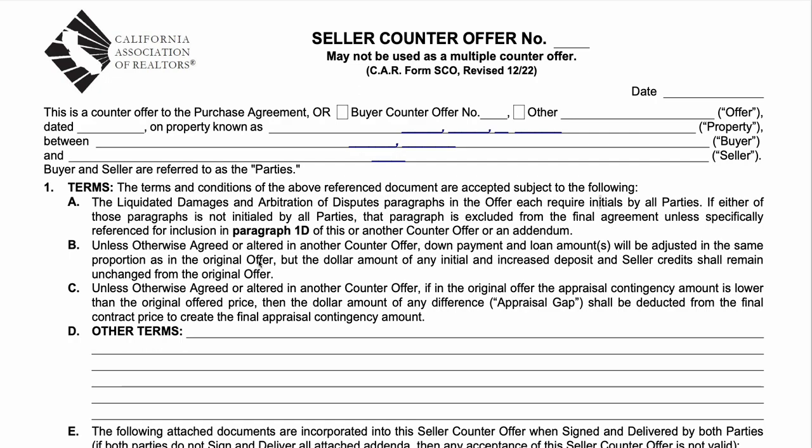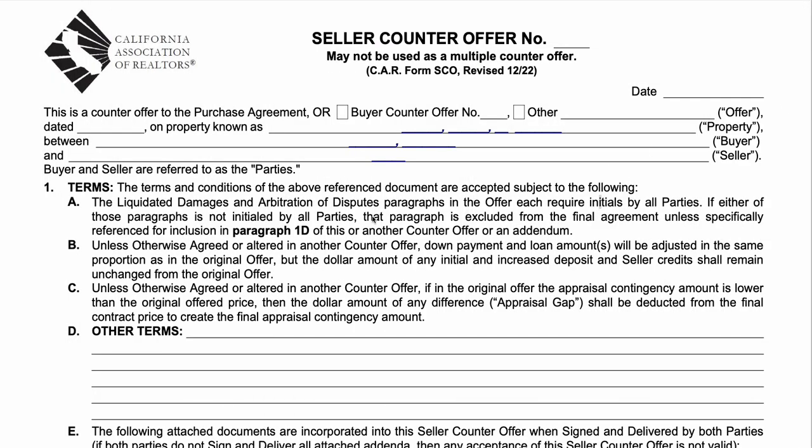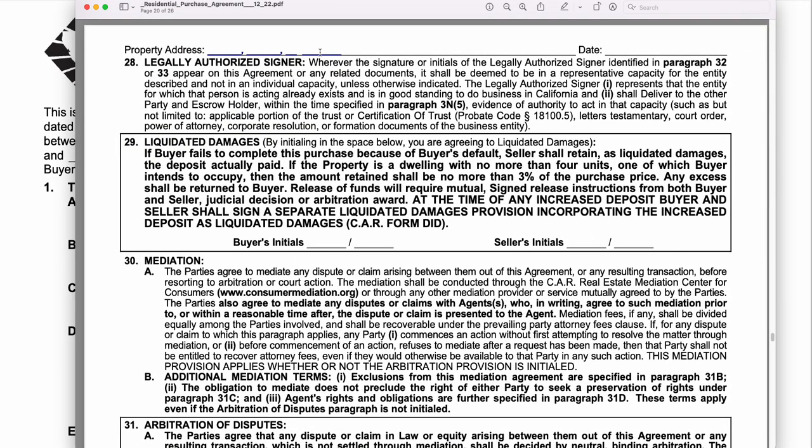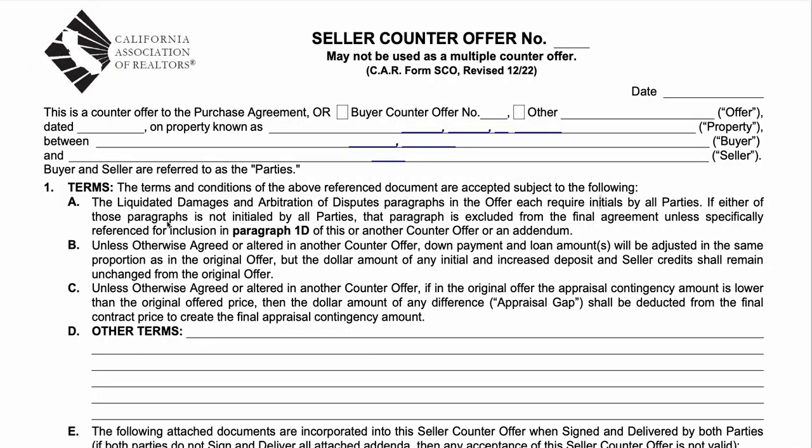So what 1A is doing is it's basically an advisory about paragraph 29 on the purchase agreement, which is liquidated damages. And that is stating that if the buyer breaches and defaults on the purchase, then the buyer can lose their deposit. Their earnest money deposit can be awarded to the seller. And this is basically reminding you that it needs to be initialed. If it doesn't get initialed here by both parties, then it's not activated. So, okay, they're telling us 1A, sure, thanks for the reminder.